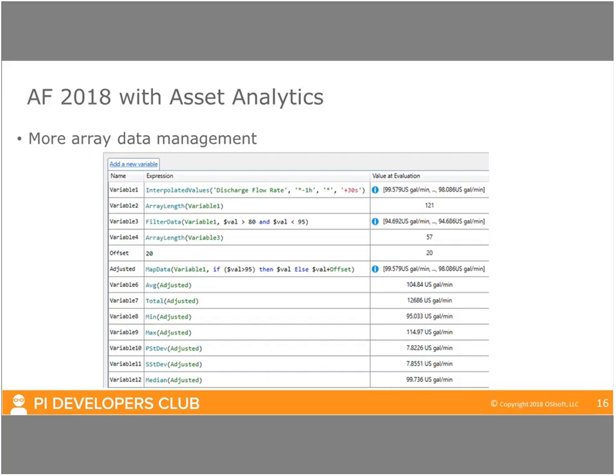I want to draw your attention to variable 3. You notice that we're adding a new function called filter data, which will allow you to take an array of values and filter that array into the values that you need in order to pass on to the MATLAB Production Server. Similarly, we're adding a new function called map data, which would allow you to basically apply logic to every value within an array. So if you can imagine the data handling and data management that you can do with multiple values in an array, it has been greatly enhanced with the upcoming 2018 release.